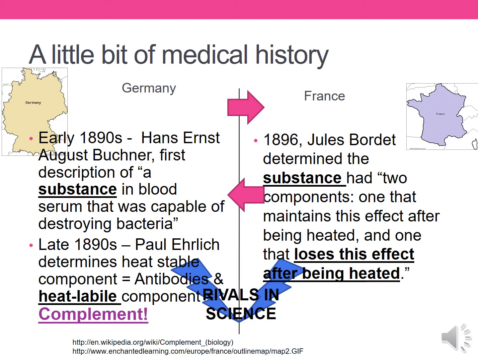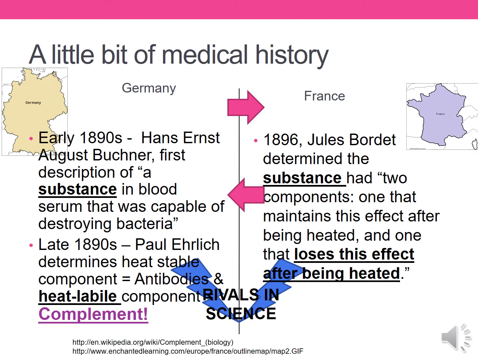So, a brief medical history. This will not be on the exam, but it is relevant to the material we'll be covering. In the early 1890s, Hans Ernst August Buchner was the first person to describe a substance. He didn't know exactly what it was, but he found that a substance in the blood was capable of destroying bacteria. Later, in 1896, Jules Bordet determined the substance actually had 2 components.